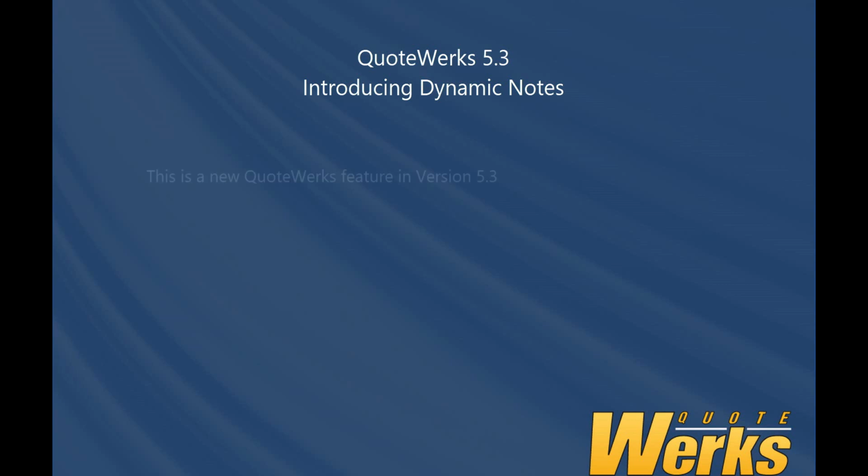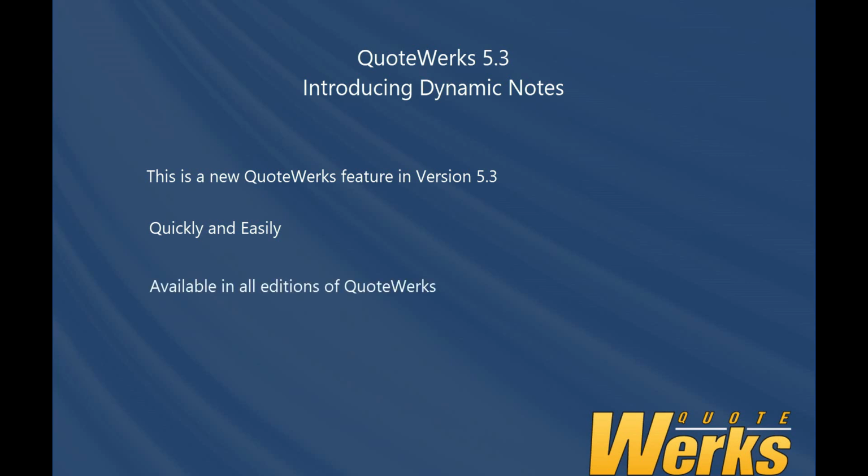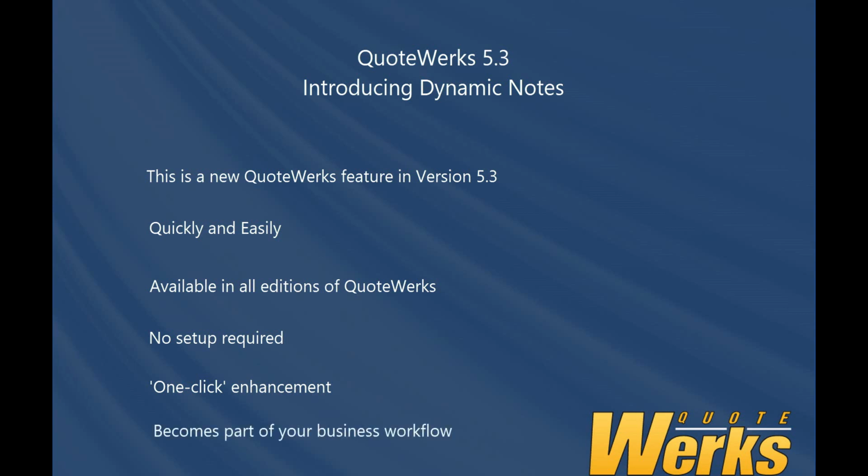In this video, we'll be having a look at a new feature in QuoteWerks version 5.3, Dynamic Notes. The new field, Dynamic Notes, enables users to quickly and easily insert a timestamp against any notes they might be adding to the document. This is available in all editions of QuoteWerks, and there is no setup associated with this new feature. This truly is a one-click enhancement for QuoteWerks, without any additional setup or reliance on users to enter information into a particular format. Means that you can implement this feature very easily and make it part of your business workflow.